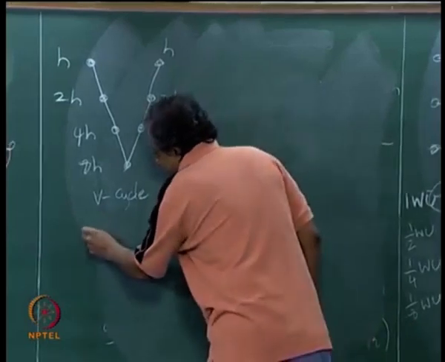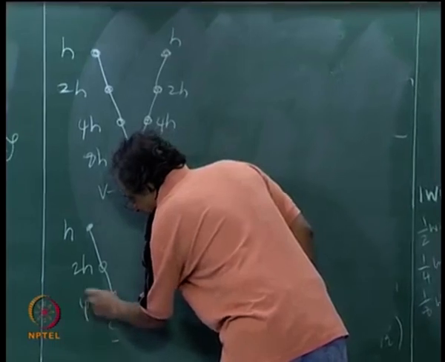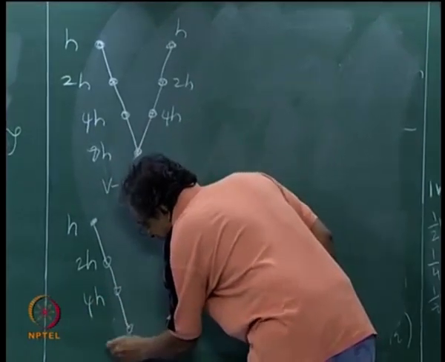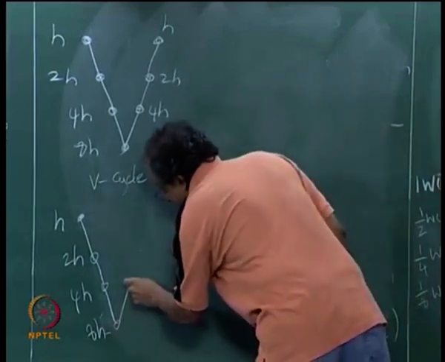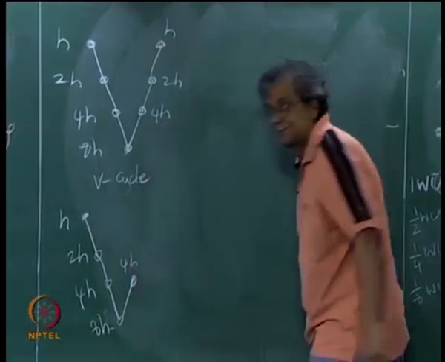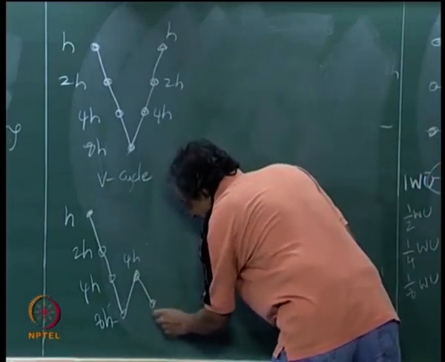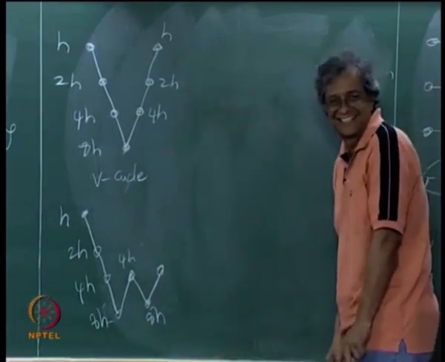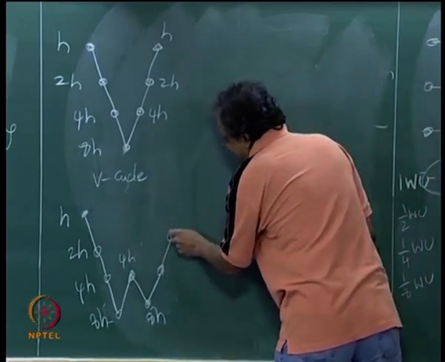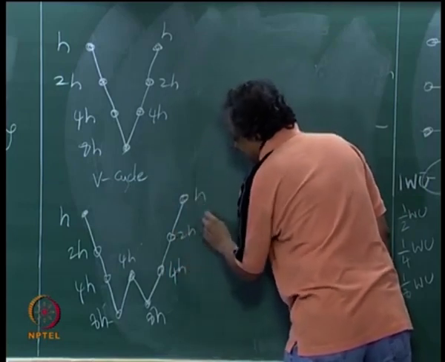So I want to spend more time here. What you do is you go h, 2h, 4h, 8h, 4h, now you have a choice, then go back to 8h, 4h, say yeah I like that, right, fine. This is called a W cycle.